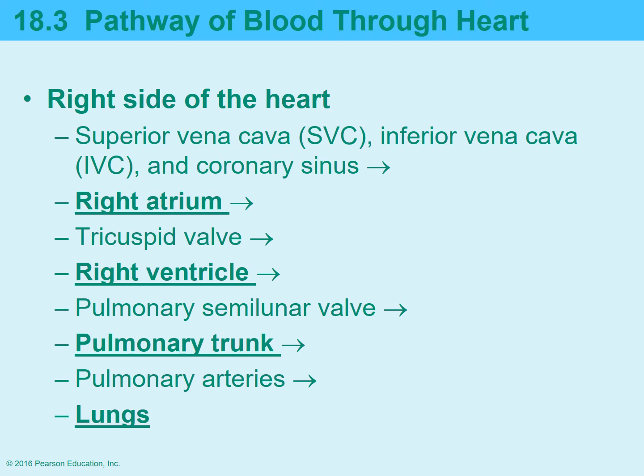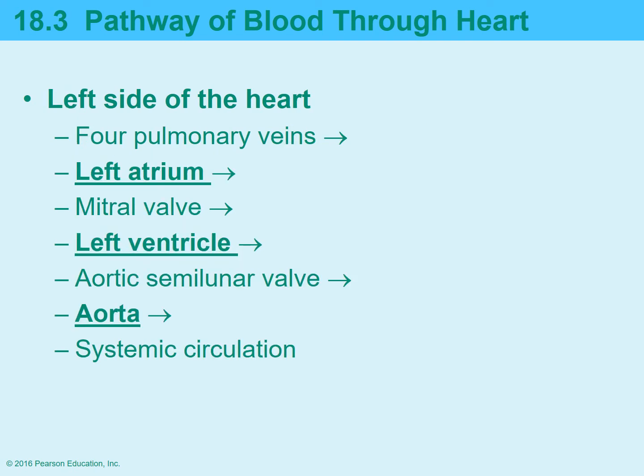From the lungs, the blood becomes oxygenated, so it gets rid of the CO2 and picks up oxygen, and then you've got your 4 pulmonary veins, 2 from the right and 2 from the left lung, and all 4 of those drain into the left atrium. The blood then flows through the mitral valve into the left ventricle, through the aortic semilunar valve into the aorta, and then up around into systemic circulation, going throughout the body, coming back via the superior vena cava and inferior vena cava, and starting the whole process over again.